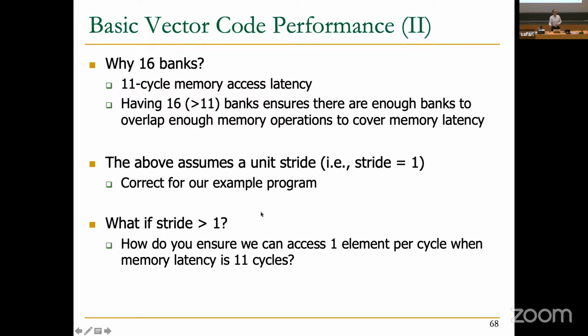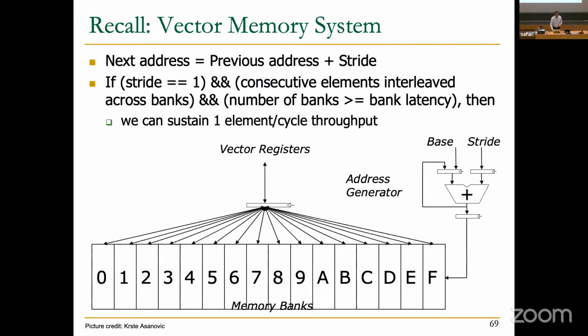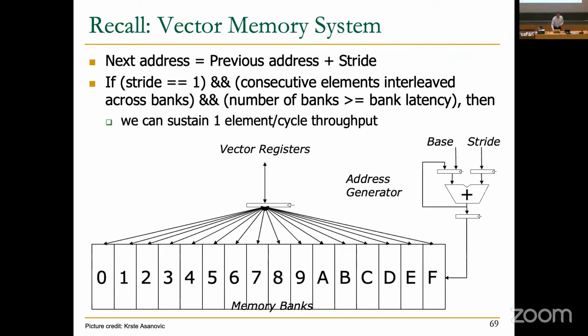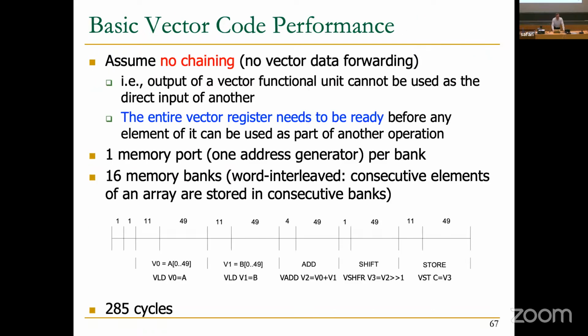If stride is greater than 1, then how do you ensure you can access 1 element per cycle when memory latency is 11 cycles? Well, then you need to be more careful. We're going to get back to that. Okay, so let's talk about how to improve the performance of this. People are fine with this so far, right? So we're going to improve the performance of this by vector chaining to begin with.